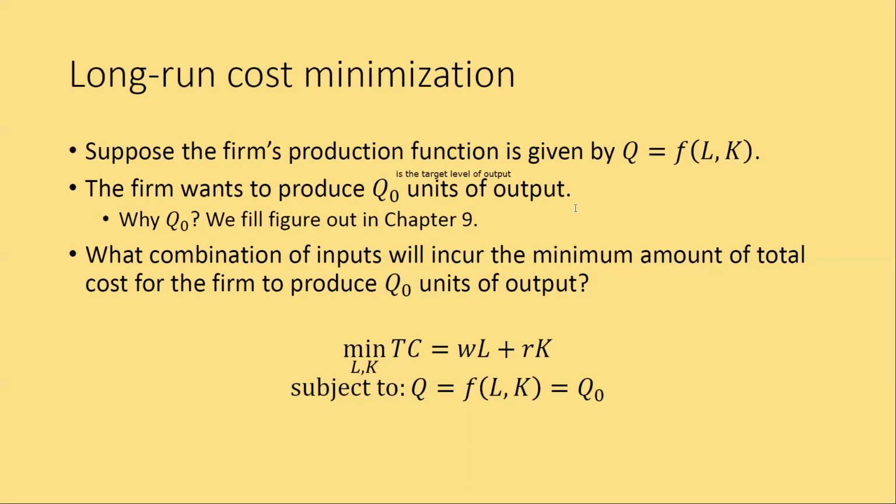And the firm has a constraint, or the firm has a target. So it is subject to the constraint that the output it produces must be Q0 units. All right, so the production function F(L, K) must produce Q0 units of output. So the firm must choose L and K such that it produces Q0 units of output, and also that it minimizes the total cost for the firm.